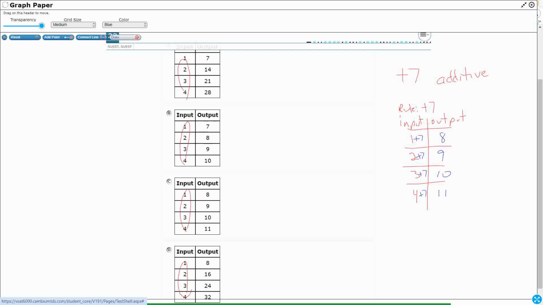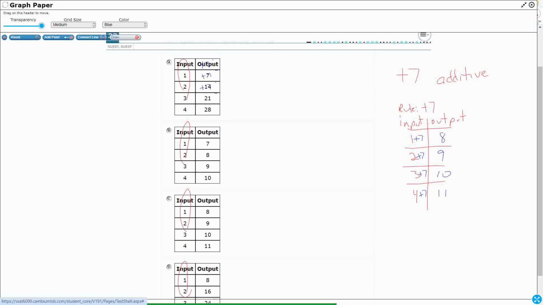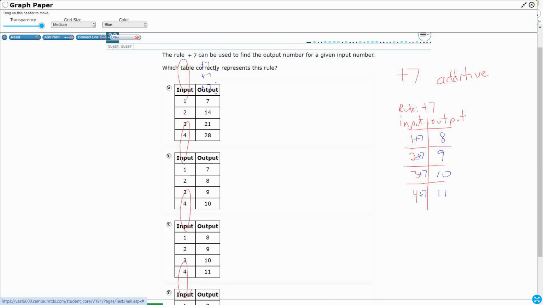Okay, so let's look at each of our answer choices here. So we've got 7, 14, 21, 28. So hopefully what you're seeing here is we are doing a plus 7, but look, this is a sneaky plus 7. 7 plus 7 makes 14. 14 plus 7 makes 21. 21 plus 7 makes 28. I bet you a lot of students probably chose this because you are adding 7, but you're adding 7 from the output to the output. Take a look at what it tells us we need to do. We need to use the rule of plus 7 to find the output for a given input.